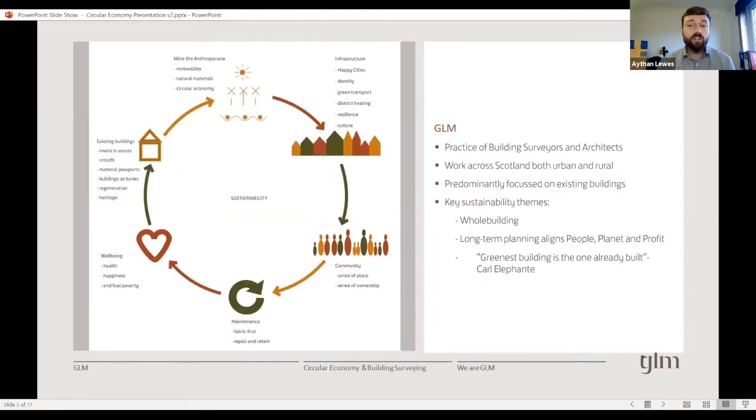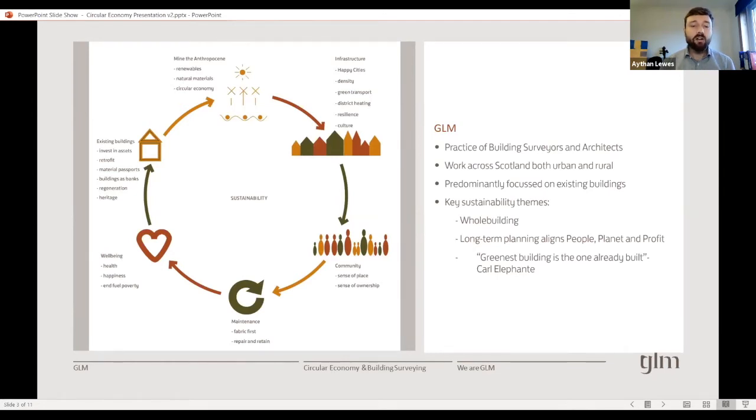So just a quick introduction to us. So GLM, so who are we? We're a firm of building surveyors and architects. We work primarily with existing buildings. Our background as building surveyors means that we're intrinsically sustainable, and I'll explain why I think that on the next slide.